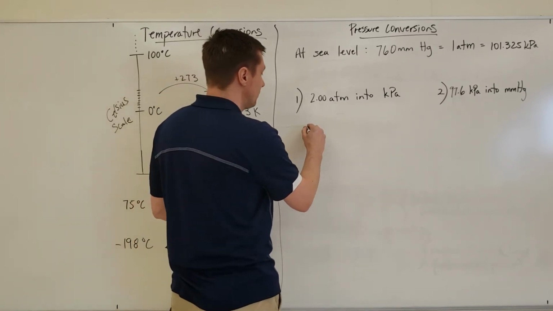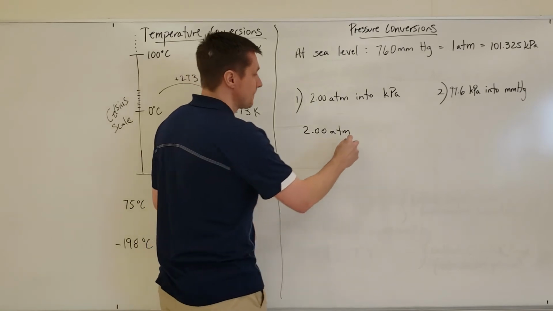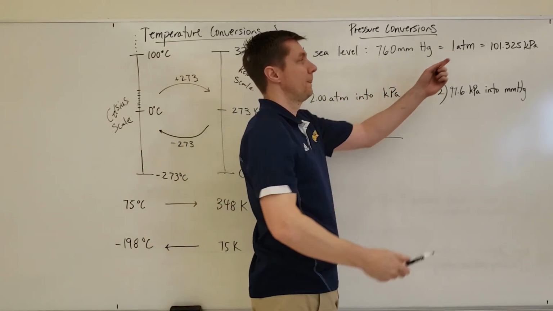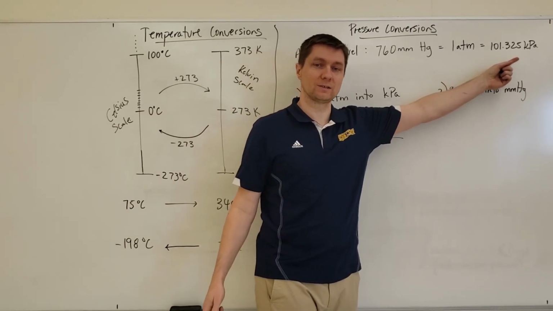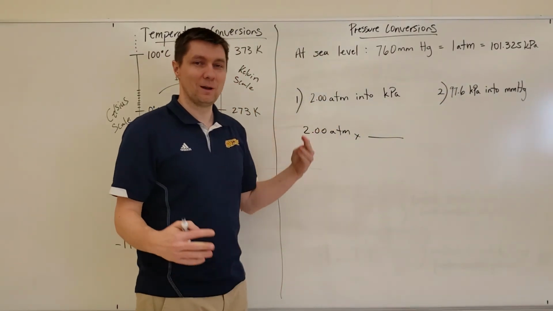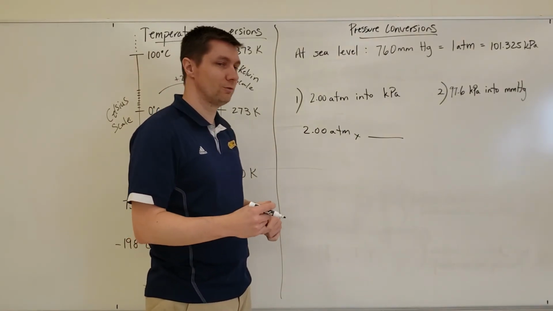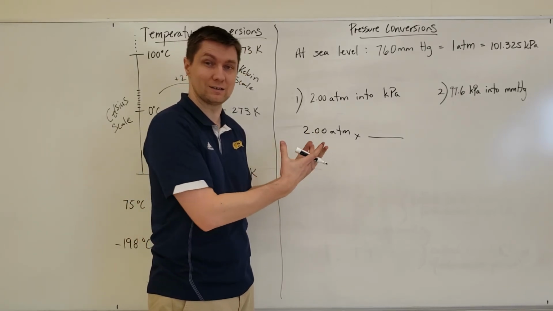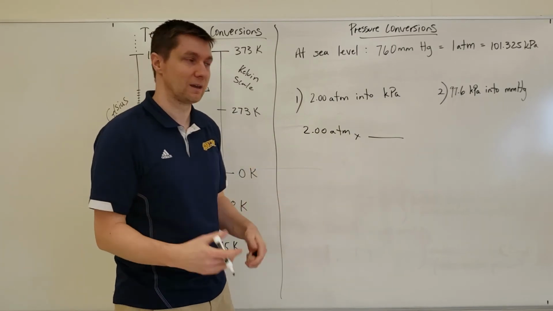We have 2.00 atmospheres, and we know from this conversion factor up here that 1 atmosphere is equal to 101.325 kilopascals. So in your mind, you're thinking, okay, this is pretty easy. This is a pretty simple problem to do. But again, showing this using unit analysis is important so that you can connect it to something that you already know. So when we dive into this next one, hopefully it makes sense.